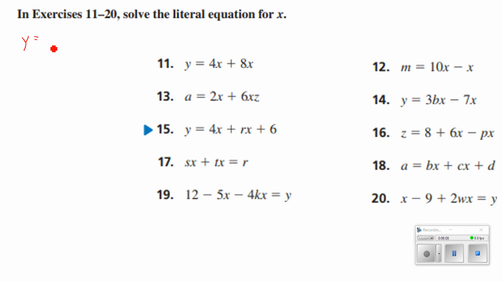Say that we have y equals x times 4 plus 8. That's just another expression, right? x times 4 is 4x, x times 8 is 8x. So then we're just going to divide 4 plus 8 away, which means I would divide it from this side.